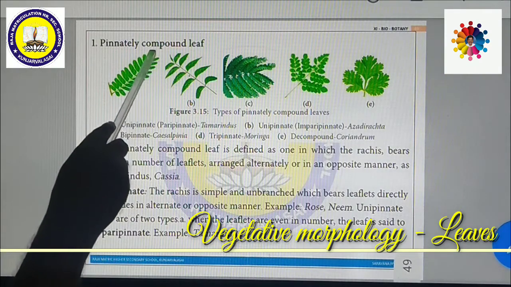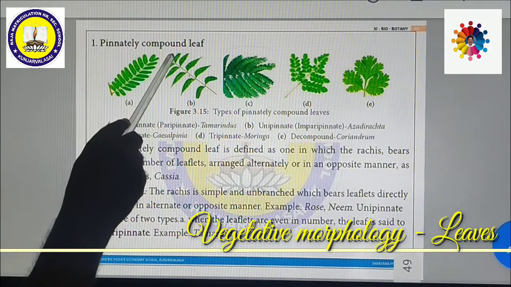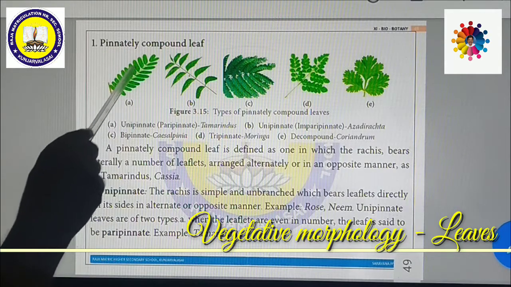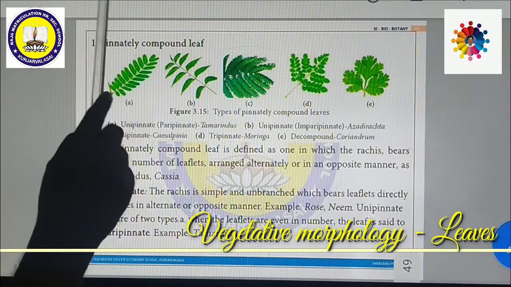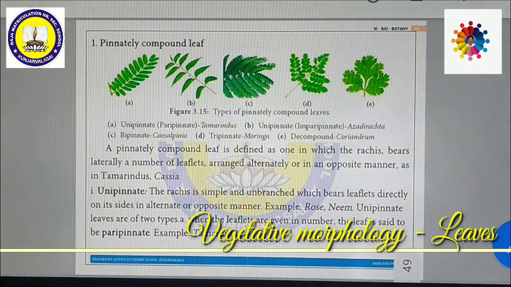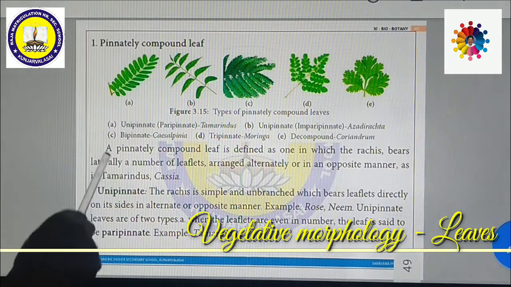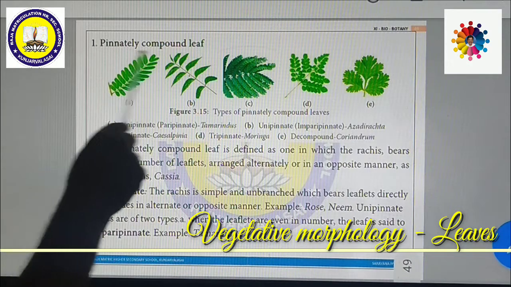Look at the tip. It is having an even number. That means 2 leaves at the tip. Here only 1 leaf at the tip. A compound leaf which is having a single rachis, which is having a lot of small leaflets, and ends with 2 leaves, is called unipinnate.